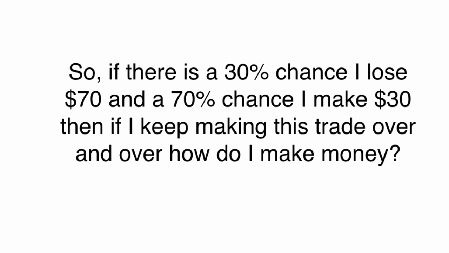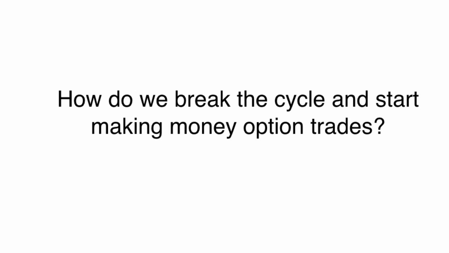So if there's a 30% chance I lose 70, and a 70% chance, which is the inverse, that I make 30, then if I keep making this trade over and over, how do I really make money, right? Even with commissions, I make money, I lose money. 30% of the time, I make a lot. 70% of the time, I make a little. So how do we break the cycle and start making money with options trading, right?